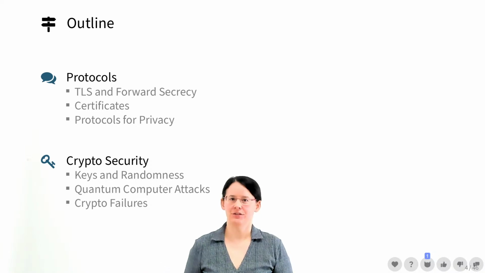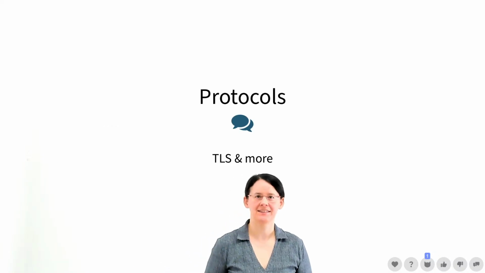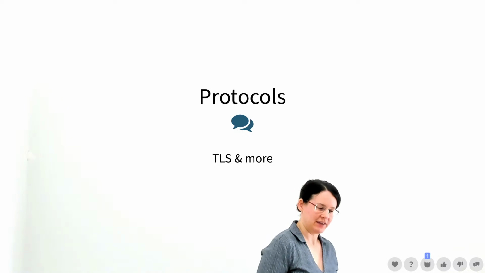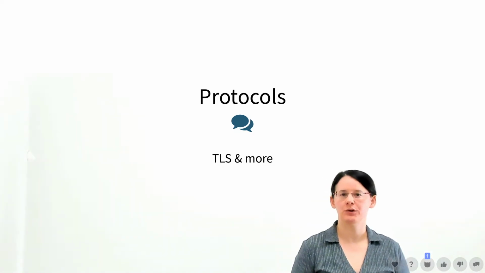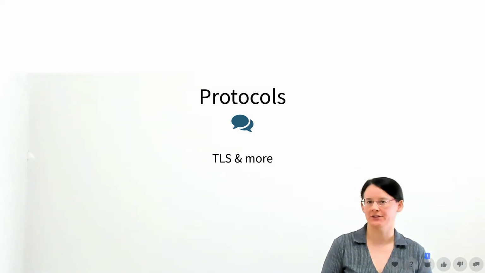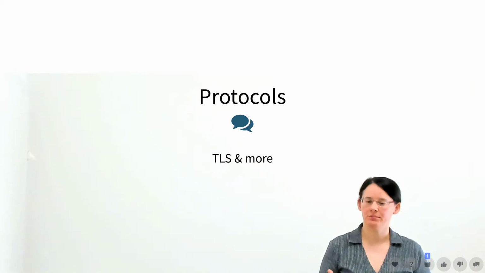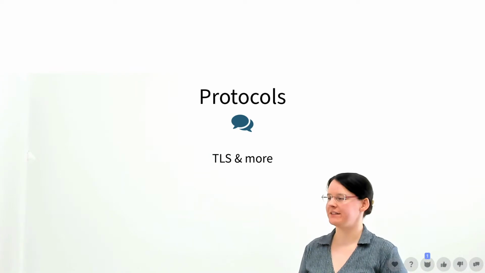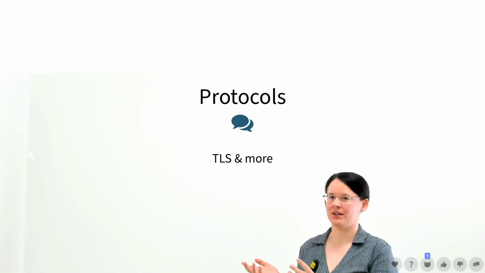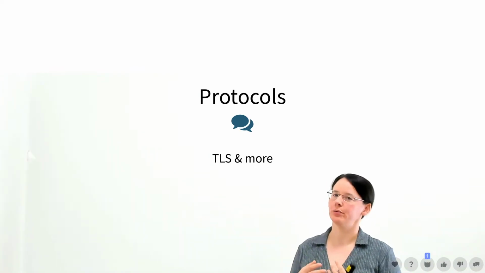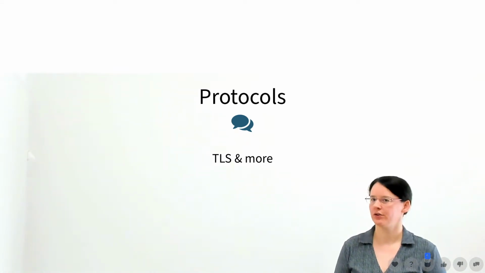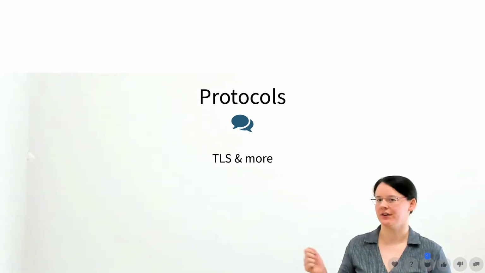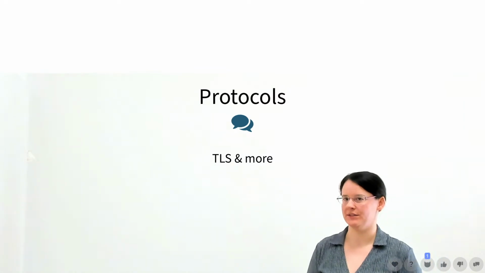Okay, so let's dive into the protocols. TLS and more is the headline. So let's first have a look at which ingredients we now have that we can use for communication. We already previously said in the last lecture that we need this asymmetric cryptography stuff in order to establish some kind of key material, and afterwards we can use symmetric cryptography to actually send each other encrypted and integrity protected messages.